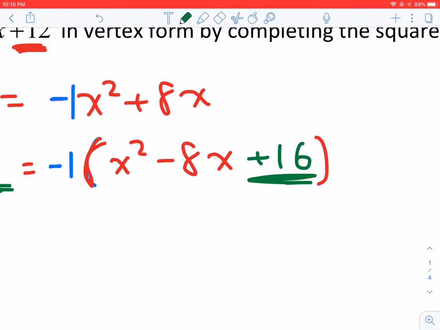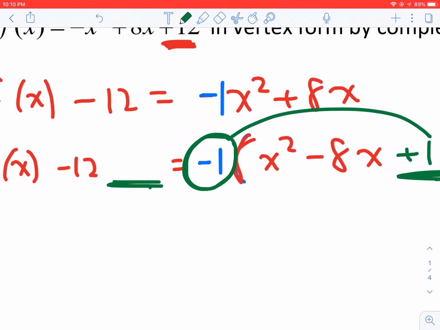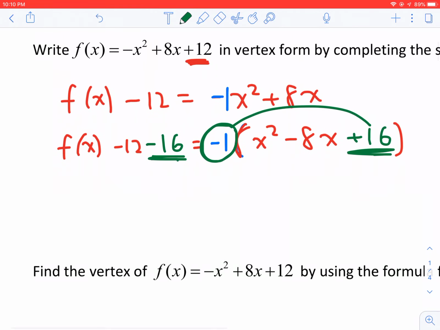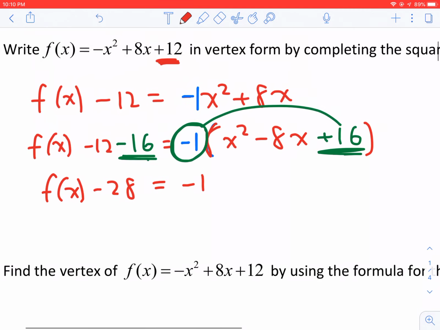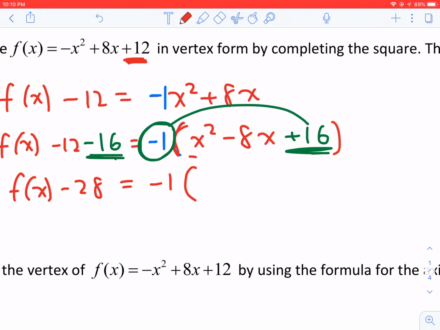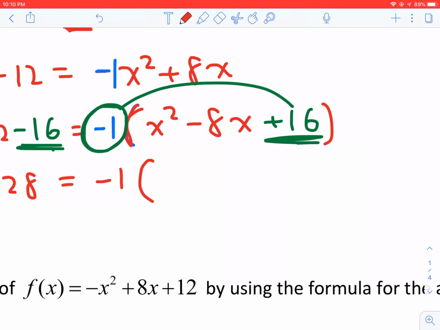But remember, whenever you factor out, you have to be careful. We didn't really add a 16. We added negative 1 times 16. So on the left side, we're going to add a negative 16. Then cleaning this up, negative 12 minus 16 is minus 28 equals negative 1 times, since we completed the square, a perfect square trinomial. That is going to factor to x minus 4 times x minus 4, or x minus 4 squared.